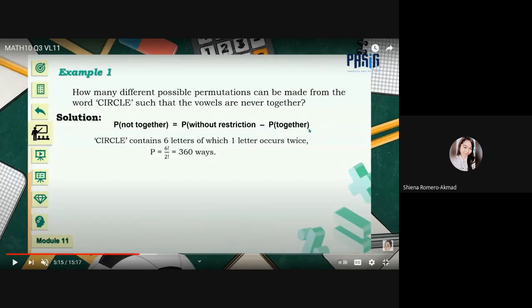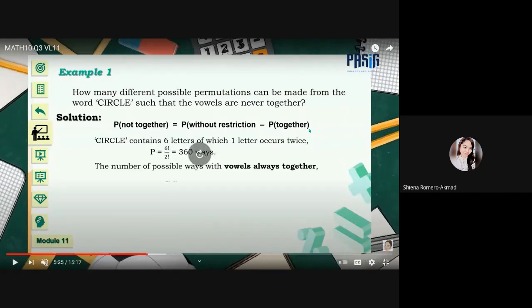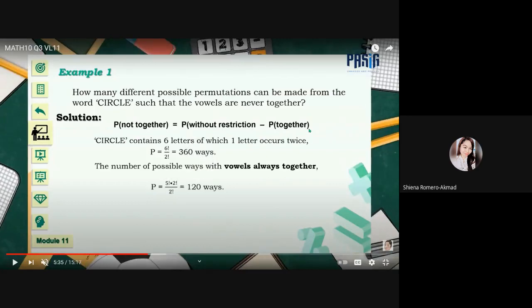How about if the vowels are together? How many vowels do we have there? Two. So if they are together, we will count them as 1. How many consonants are there? With the vowels counted as 1, how many consonants? 4. So 4 plus 1 is 5. So we have 5 factorial. Okay? So that's 5 factorial divided by 2 factorial.